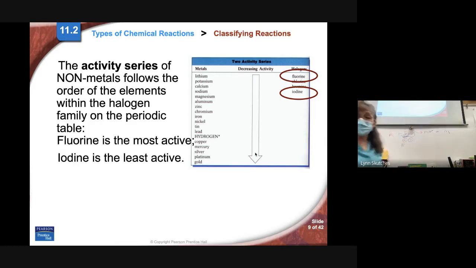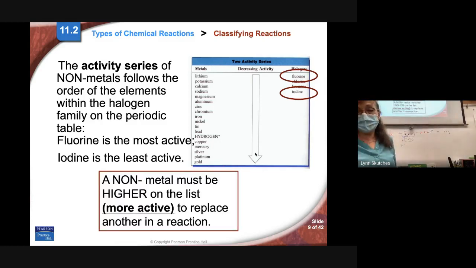So instead of a metal trying to bump another metal, it would be a halogen trying to bump a different halogen. Fluorine always wins. Iodine never wins. So if it's iodine out by itself, it's going to stay by itself and not do a reaction. Again, the highest on the list is the most reactive.